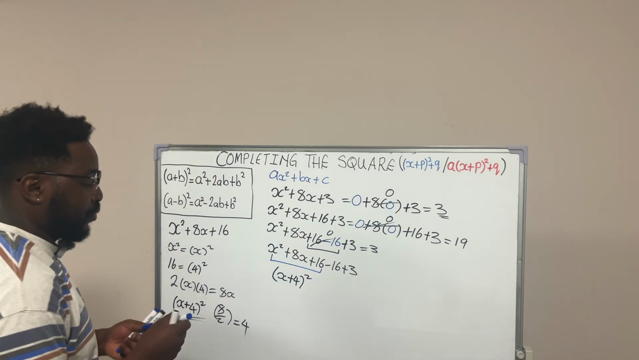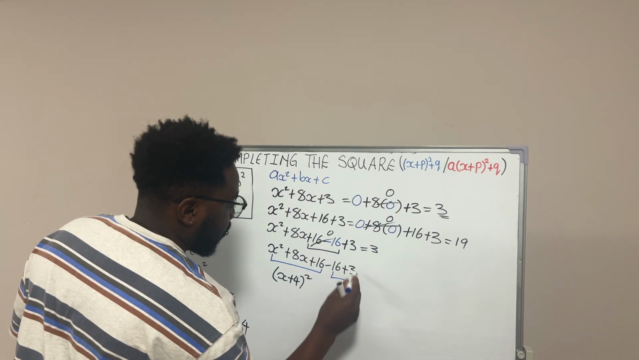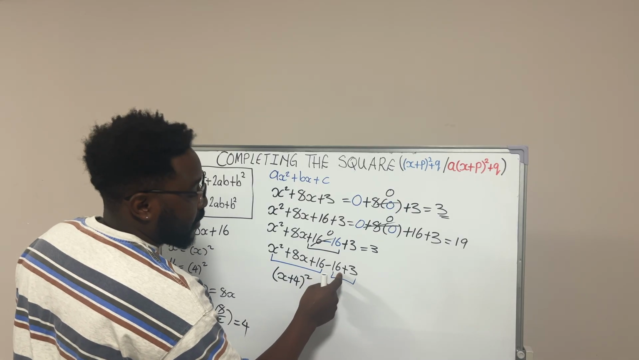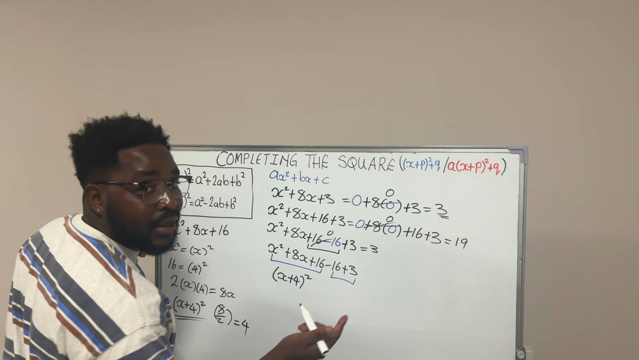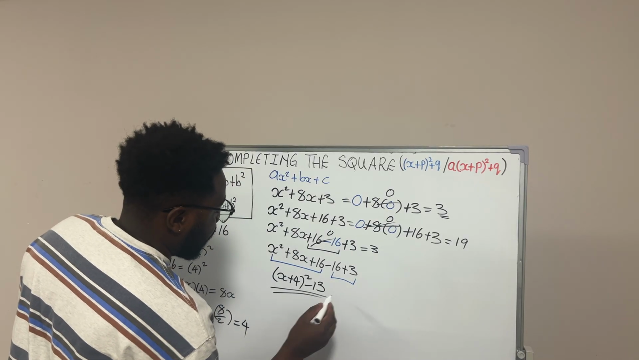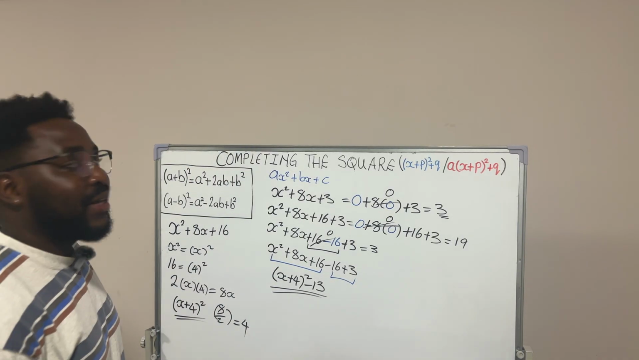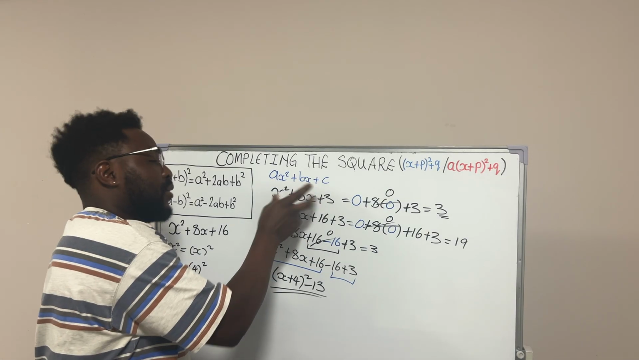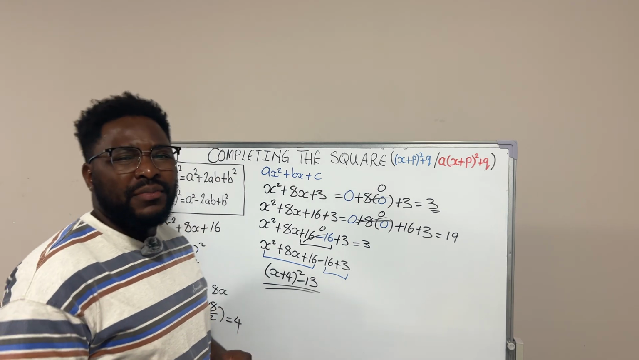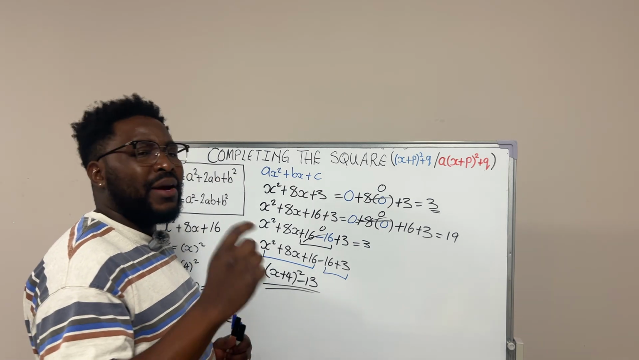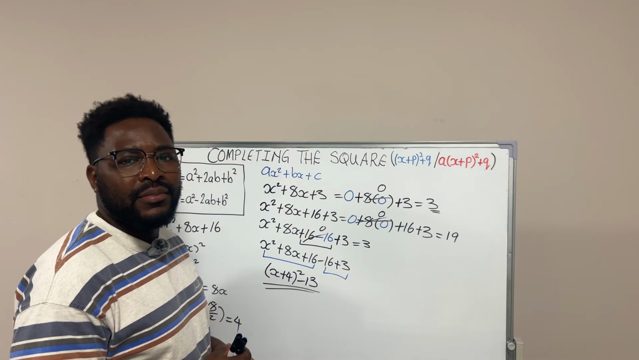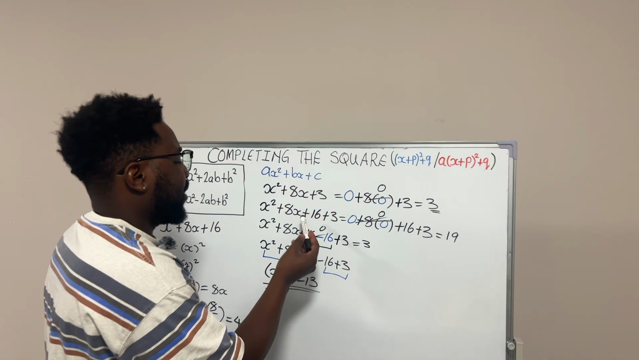Then let's deal with these two terms. The remaining terms, yes? Negative 16 plus 3. What does that give us? That gives us negative 13. So there we go. We have completed the square of this quadratic expression over here. Okay, so I'm sure we're asking ourselves, how do we get the number that we can add and subtract? Yes, how did we get this 16?